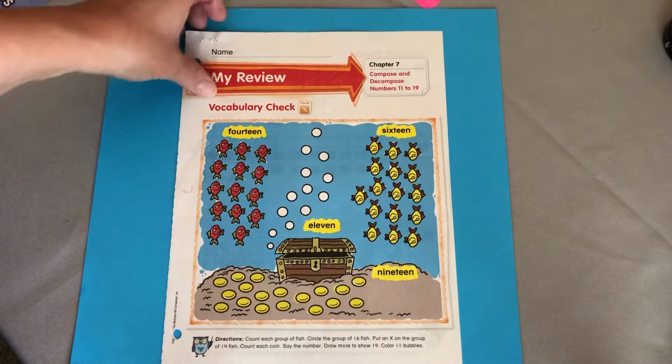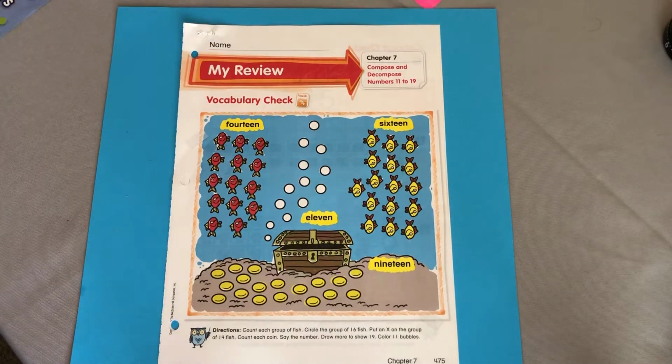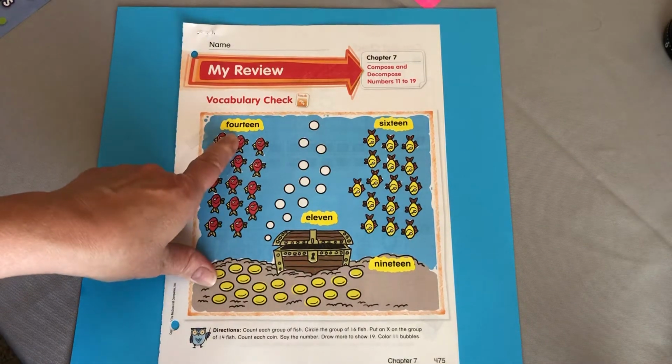And it's all review of the things that we did last week, making numbers 11 to 15, making numbers 16 to 19, and then taking apart those same numbers, 11 to 19. So the concept check is a vocabulary check.